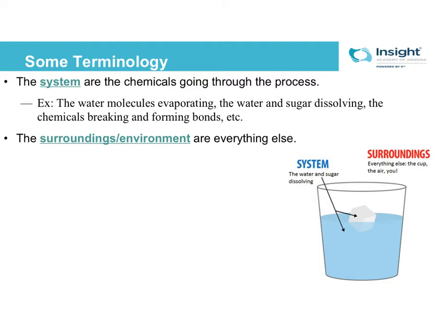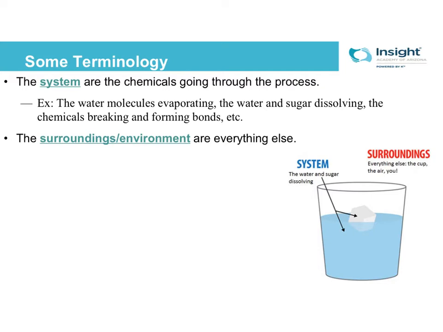Then there's the molecules that are surrounding those that are going through this process. That's going to be your environment, your surroundings. So if you've got water and sugar dissolving, there's going to be some water molecules on the outside, the glass, the air, everything outside of that process is part of your surroundings.